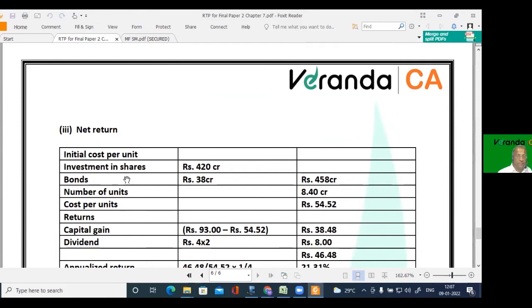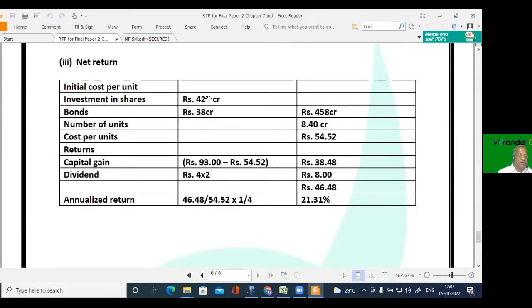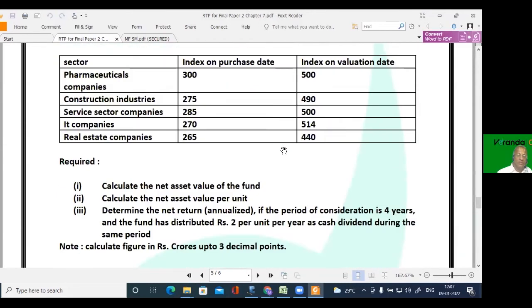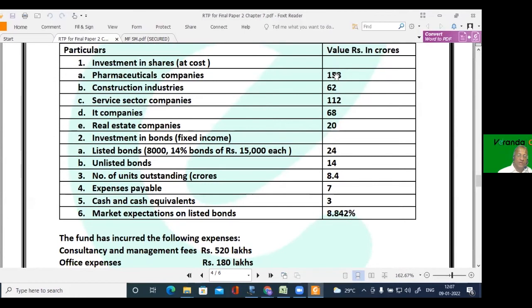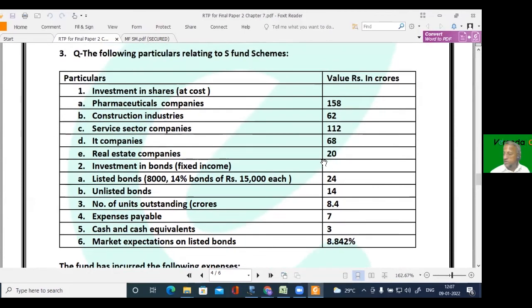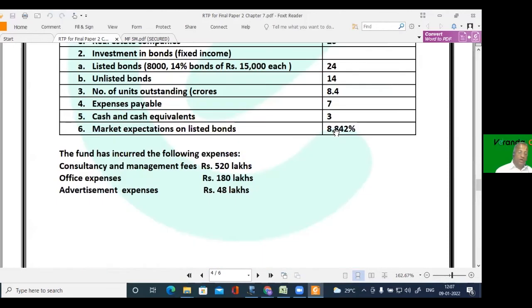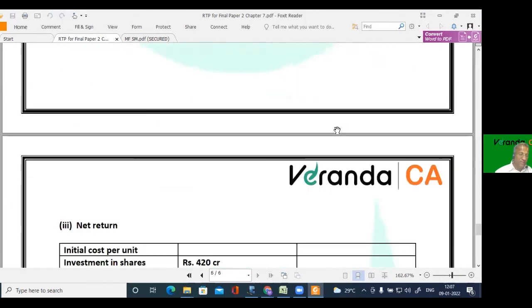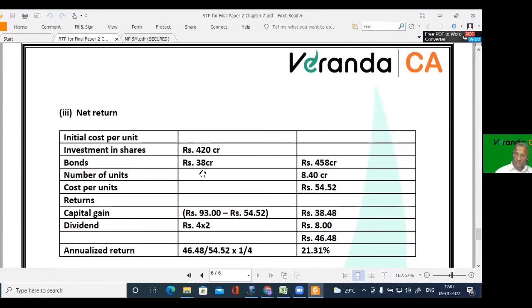Net return. So investment in shares 420 crores, bonds 38 crores. So how come we are getting all that information? Initially, whatever investment that they have made. Now let us take up the calculator. 158 plus 62 plus 112 plus 68 plus 20 gives 420 in investment. That is what they have reported there. 38 in bonds, both listed and unlisted. Total 478.